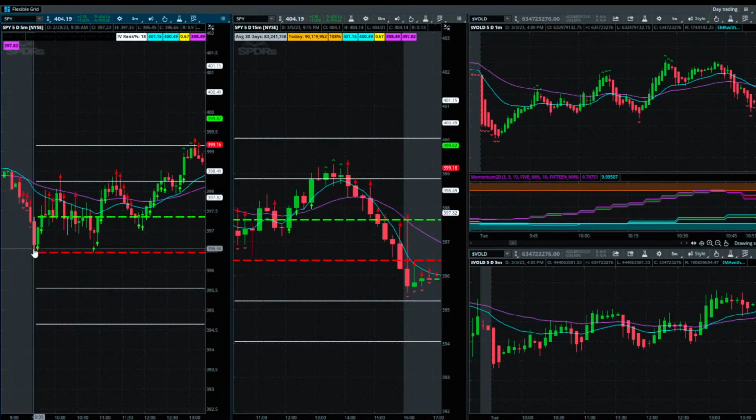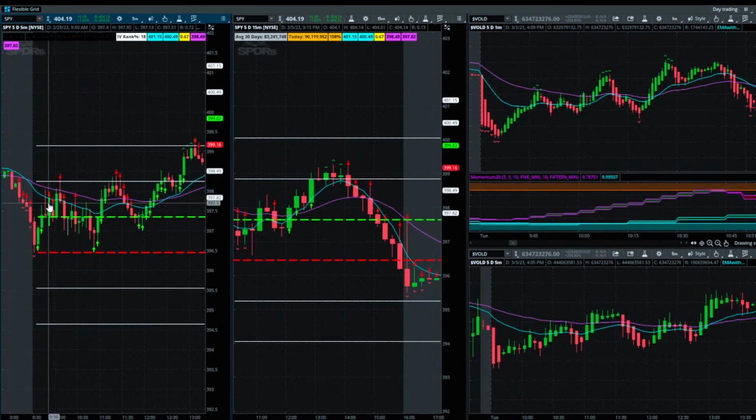So we come down, we bounced off support. Too early for me, I wouldn't take it. But I would take this right here. Beautiful closure over. We're going to get that back test. We don't break back below 397.4. So this is 945. Let's check our volume here. Look at that, 945. We're pushing green. Great, let's take the call.